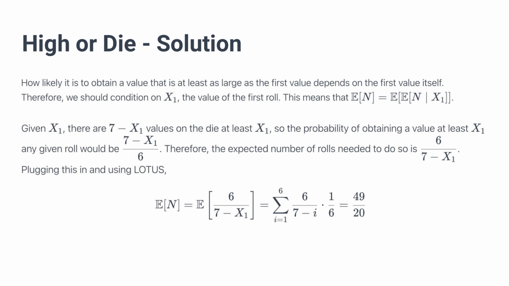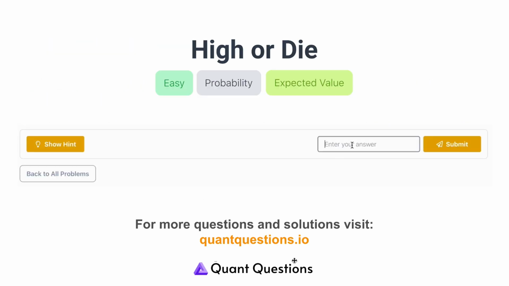So now we have a value for the expected value of n given x1, and we can plug this into the equation and use LOTUS to solve it. LOTUS is just the law of the unconscious statistician. It basically means that we have an x1, which is a variable, and we can sum over all possible values of x1. And we get that the sum from 1 to 6 of 6 divided by 7 minus i, times 1 over 6, which is the probability of getting that value, is 49 over 20. And as you can see, if we submit 49 over 20, that is the correct solution.